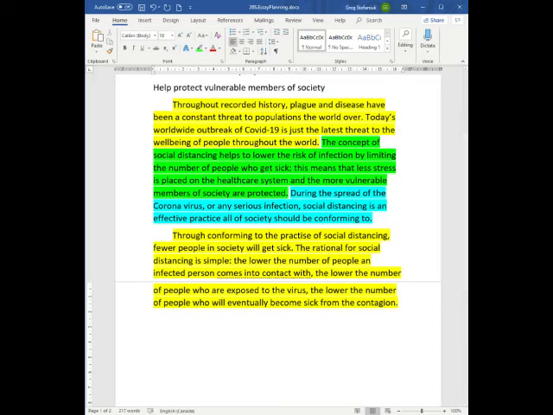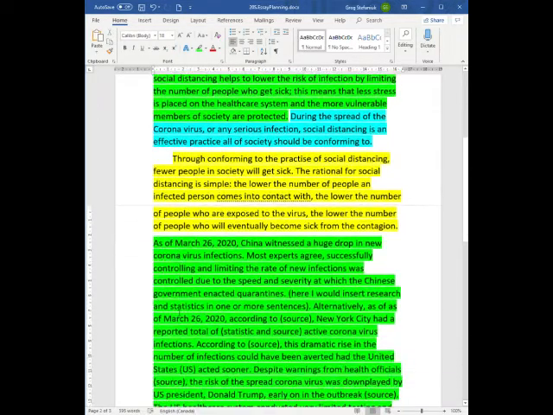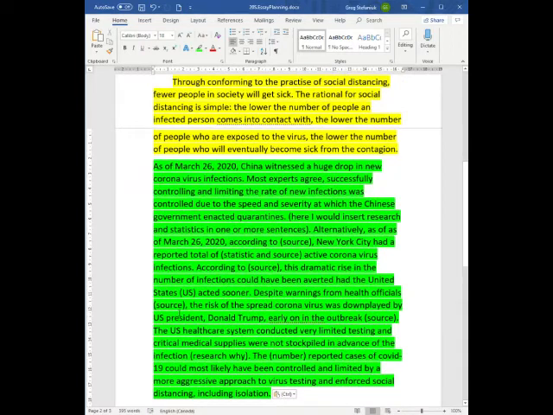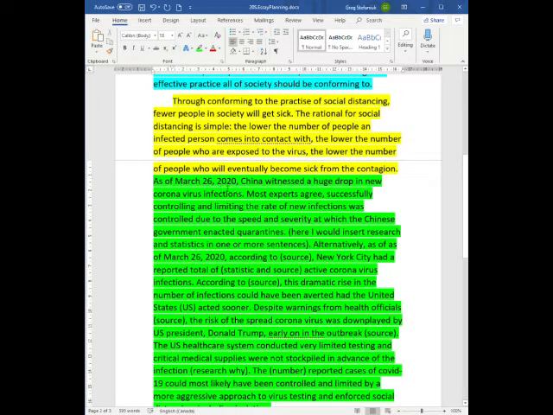Moving on to the body of the body paragraph 1. As of, wait a minute, I will move it across. Here it comes, dropping it in. Okay, it's long, and it is not complete. I have not done the research. This is a research essay, and you will be entering in your sources and statistics. I have not done that. As of March 26, 2020, which is today, China witnessed a huge drop in new coronavirus infections.